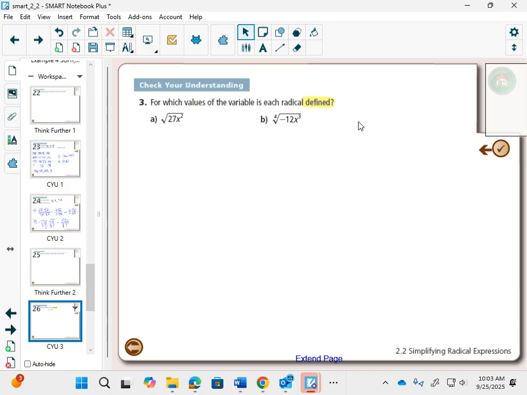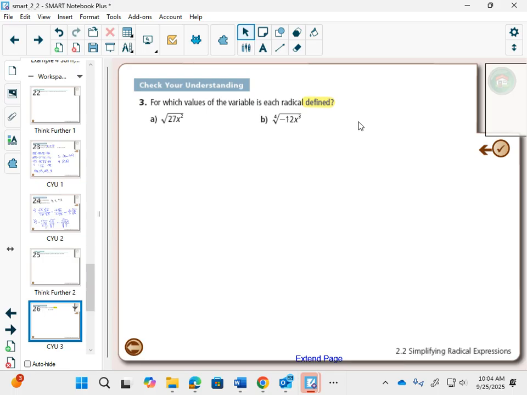If I do this question and you watch, you'd be like, okay, I could do that. Then when you go to do this question on your own and you read it, you forget what words mean, and then you're stuck and aren't able to do it at all. So I highlight the word that gets people stuck. For which values of the variable is each radical defined?